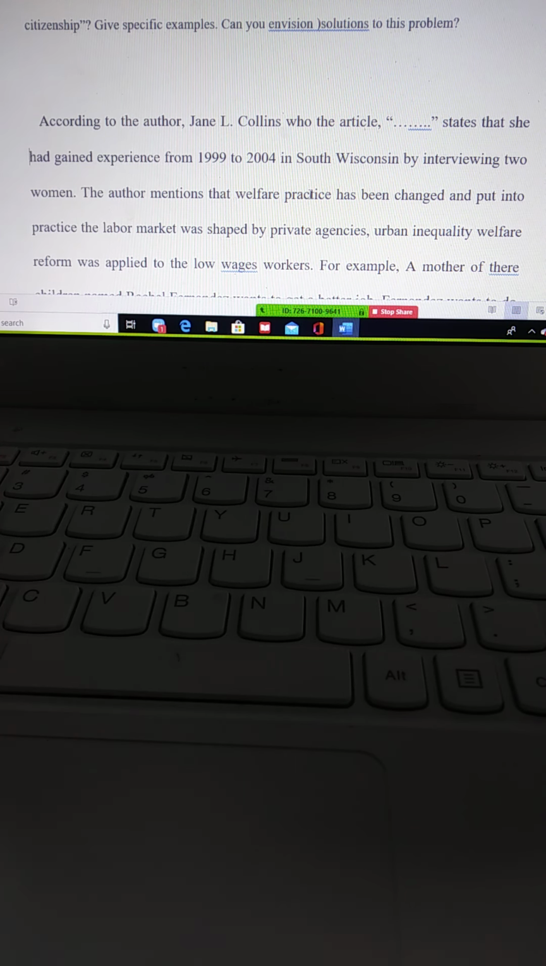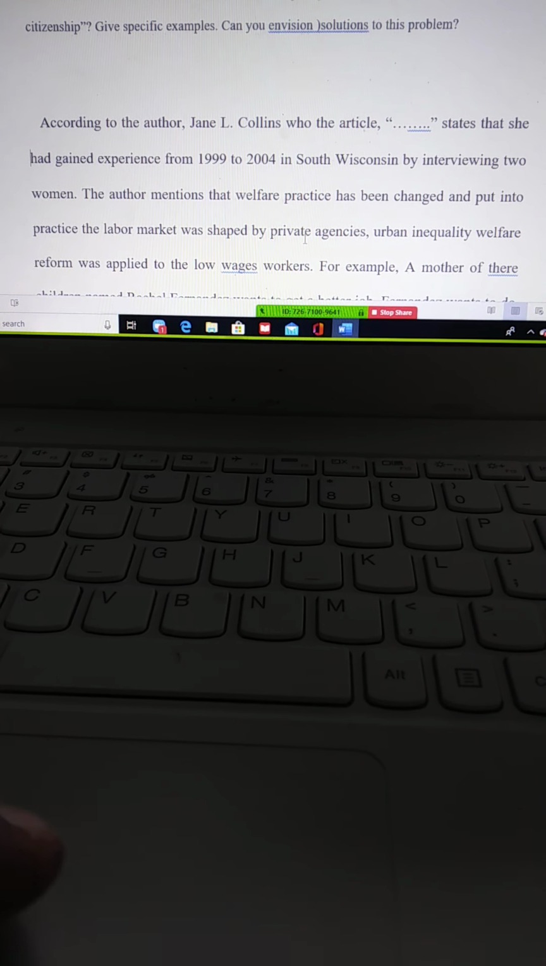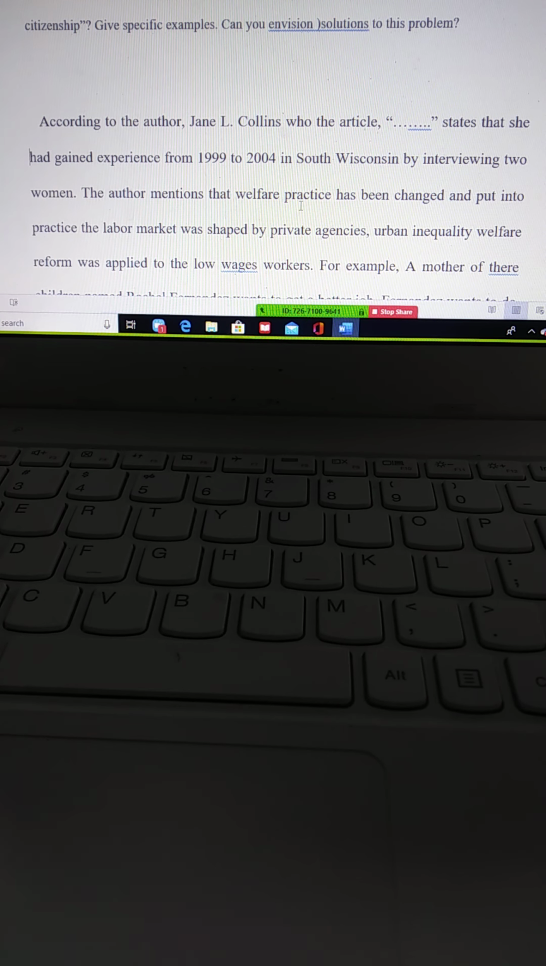Did you proofread? No, this one I didn't proofread. The one that I sent to the professor, that one I proofread. Oh, because see how you have practice twice in the same line? You don't want to do that. So the author mentions that welfare has been... Let's get rid of this. I think it might be safe to get rid of this first practice. So that welfare has been changed and put into practice. The labor market was shaped by private agencies.